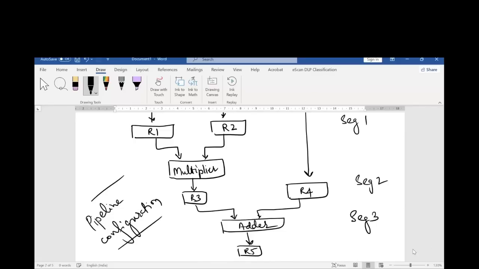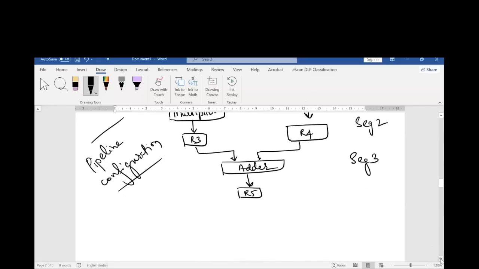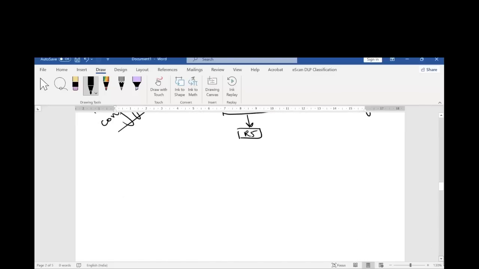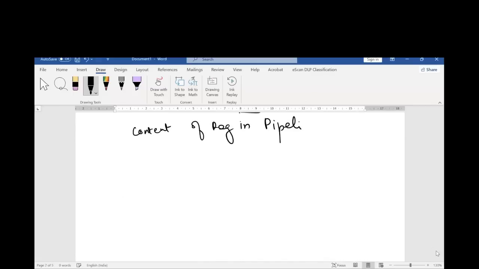Okay, now you may be asked to show the content of registers. We know that a total of 9 clock cycles are required. You may be asked to show the content of the registers in the pipeline during each clock cycle. So let us quickly see how to represent it.